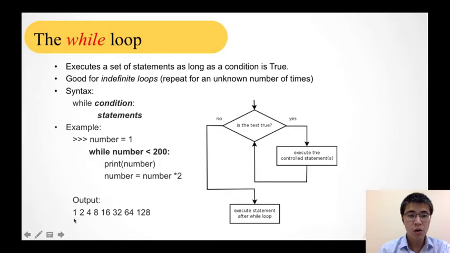So at the end, we get 1, 2, 4, 8, 16, 32, 64, 128. When we get 128, we print 128 and we times 2 on top of 128. We get 256. 256 is larger than 200. Okay, the condition is false now. We stop our loop. So now you see the while loop is controlled by condition. You will do your action when the condition is true, and you stop when the condition is false.